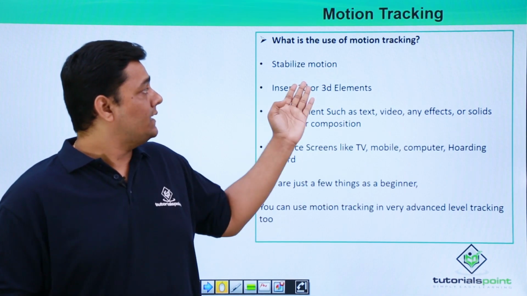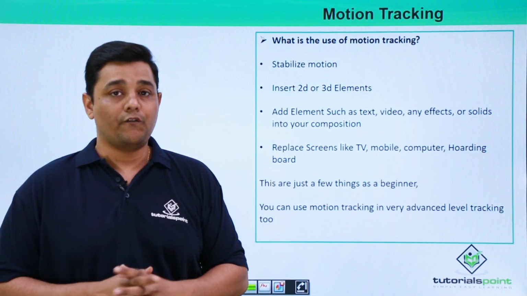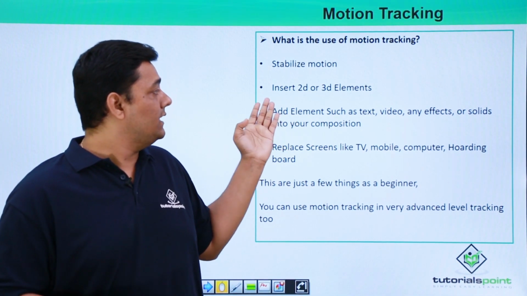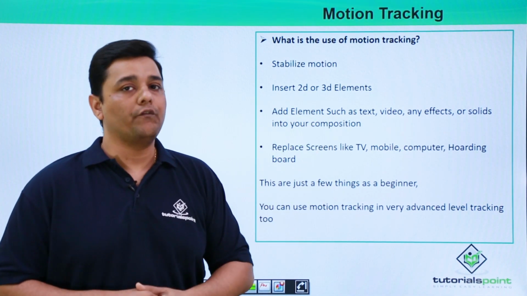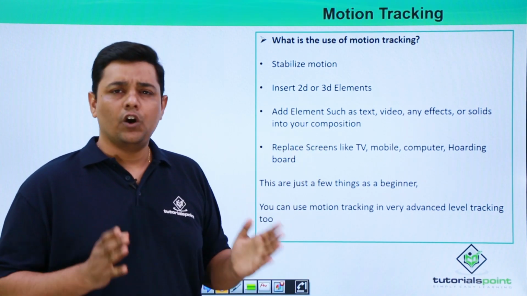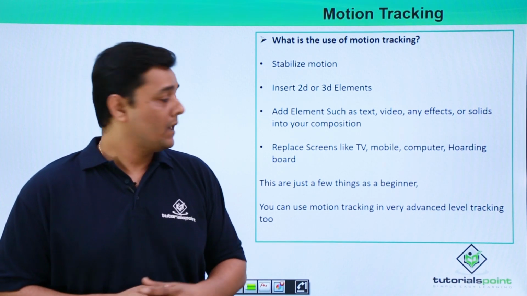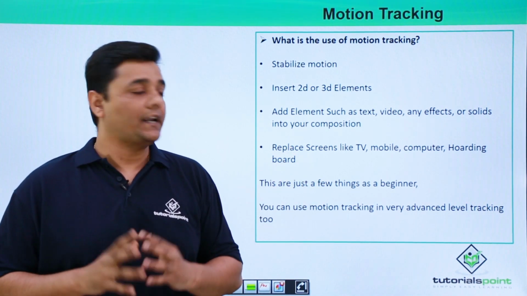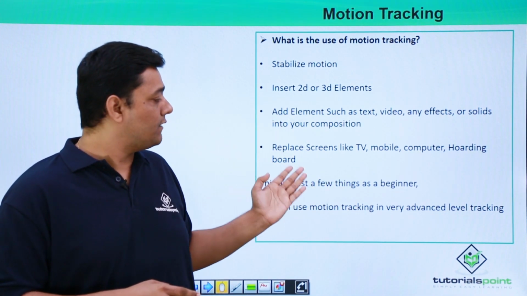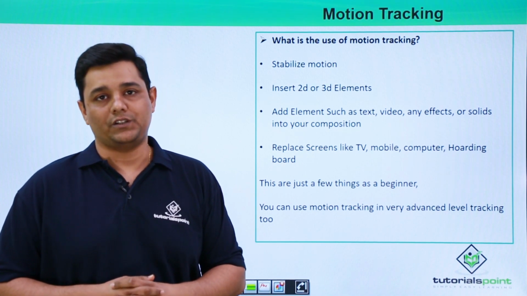Now, what is the use of motion tracking? Motion tracking is mostly used for stabilized motion. You can stabilize motion and insert 2D and 3D elements in your video footages. You can also add elements such as text, video elements or any other solids to your composition. You can replace screens like TV, mobile, computer, hoarding boards. Now these are the basic things for beginners. You can also use advanced tracking for your projects.